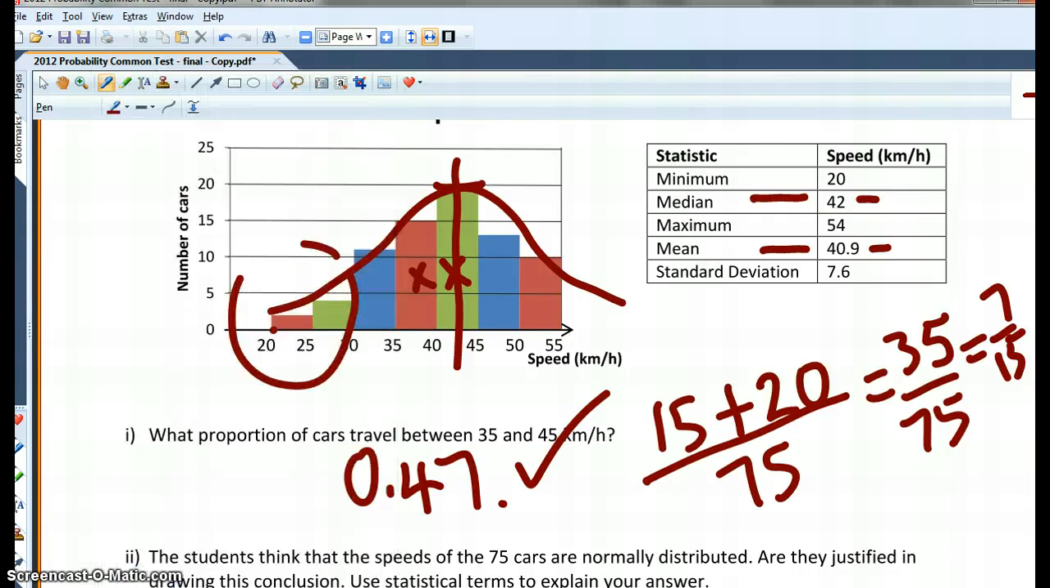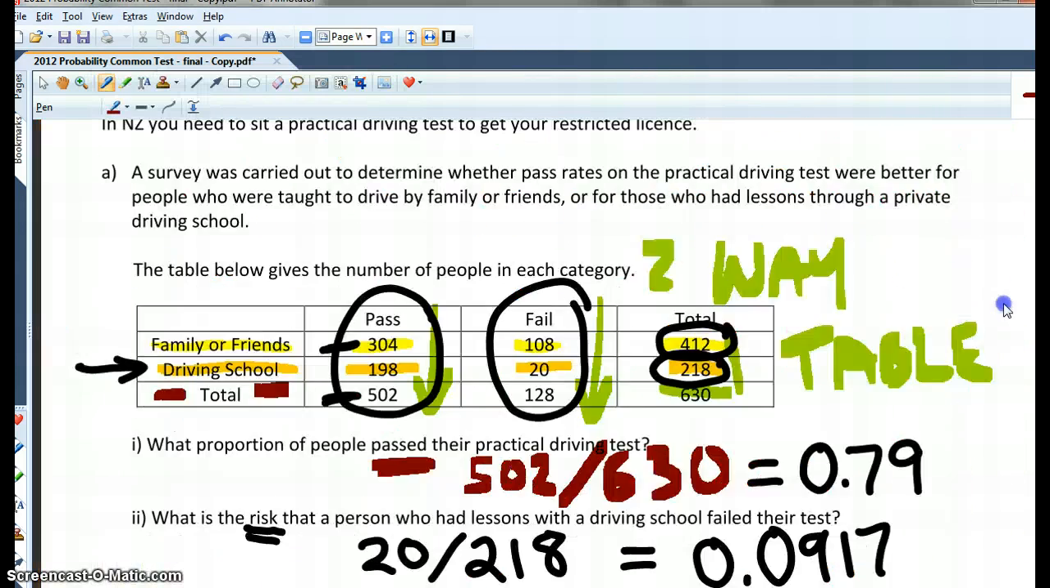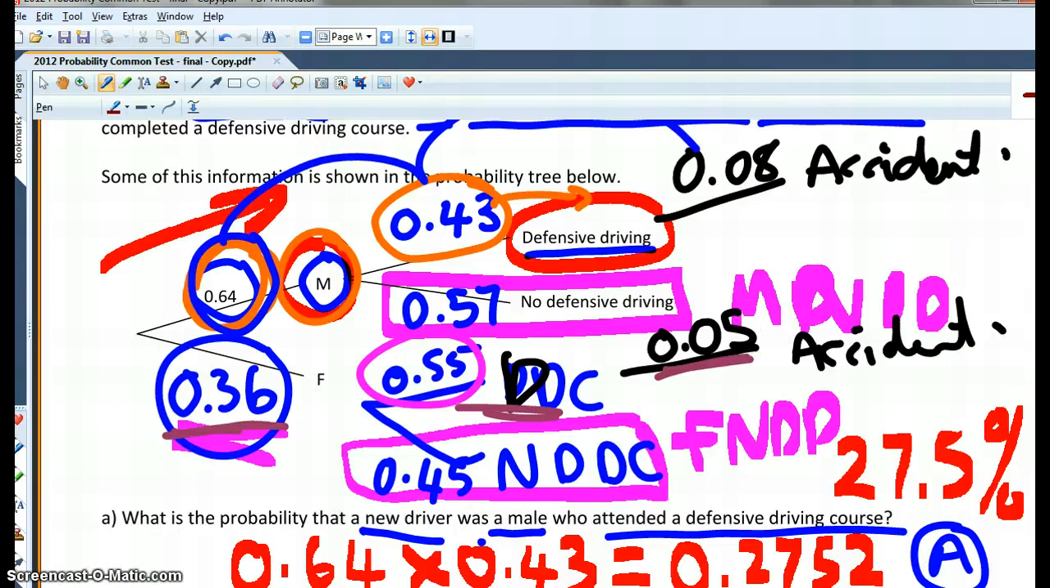Does that bring us to the end of this paper? It sure does. So you've got video answers somewhere for the whole lot. Hopefully that helps.